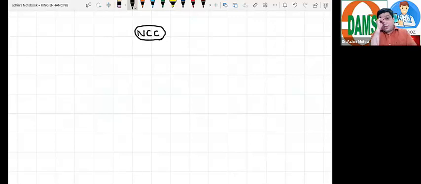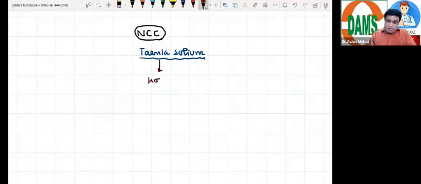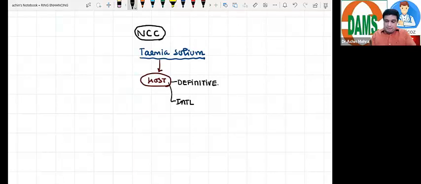neurocysticercosis. Okay. Now, NCC is caused by this organism that we all know as Taenia solium. To complete the life cycle of Taenia solium, there are two hosts. One is the definitive host, and the second is the intermediate host. Who is the intermediate host? Pig is the intermediate host. And we are the second in the list, the human being.